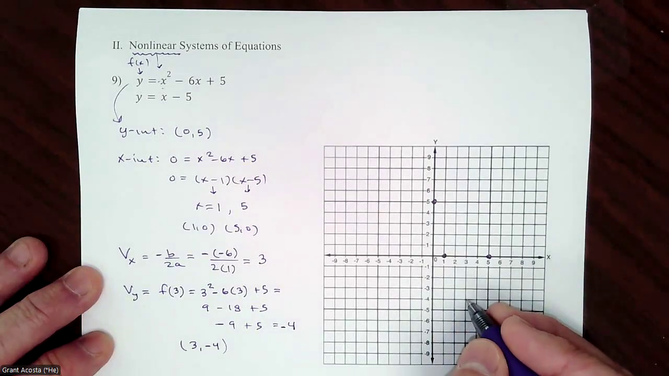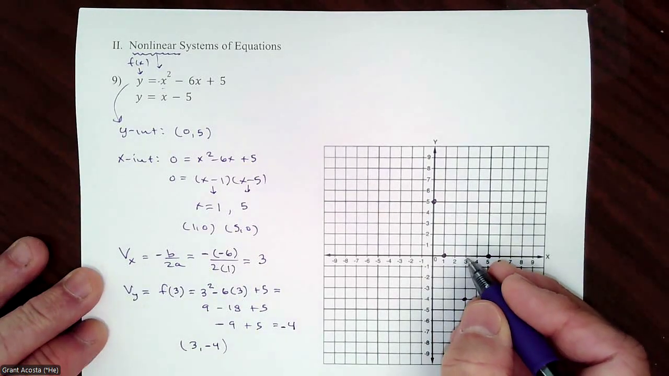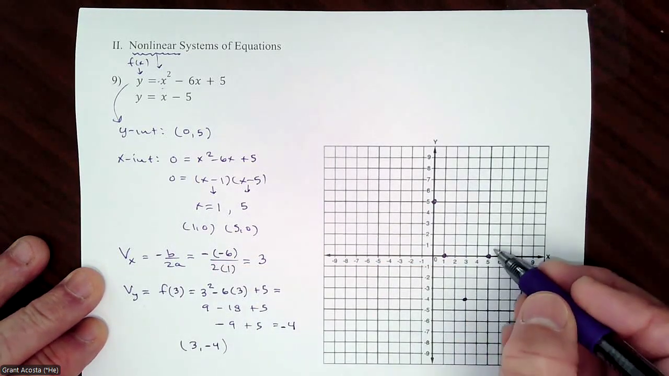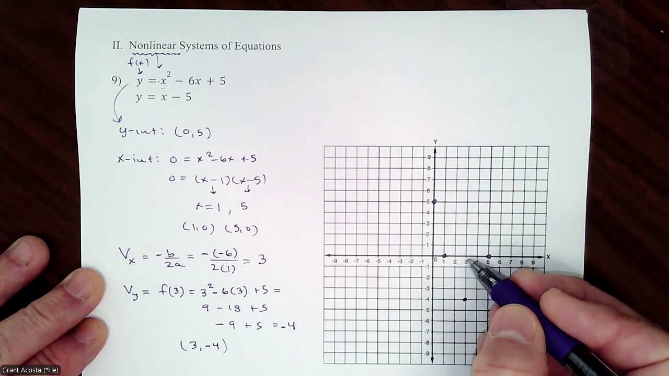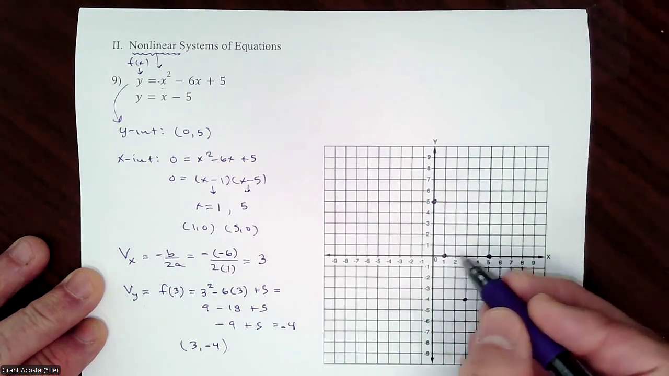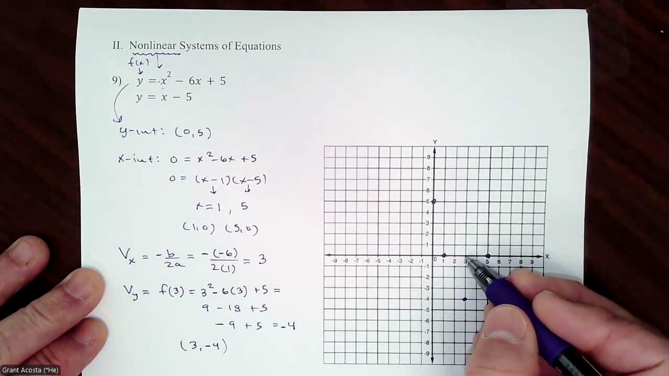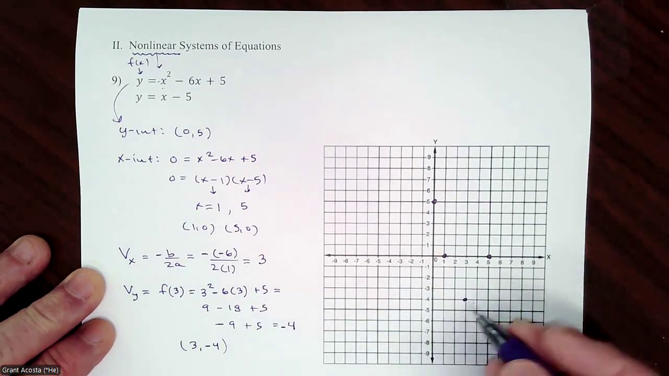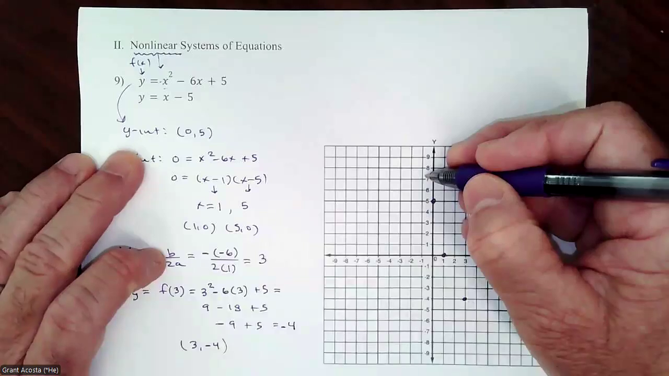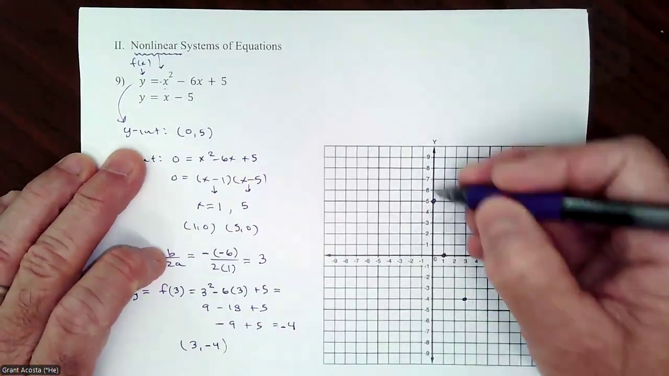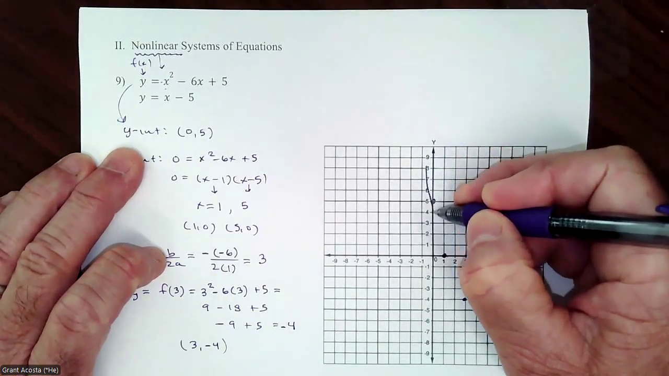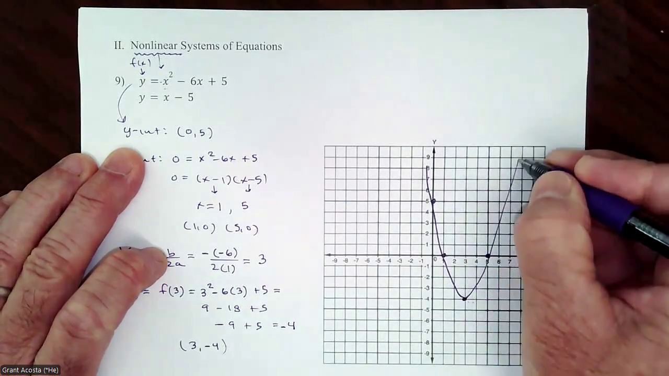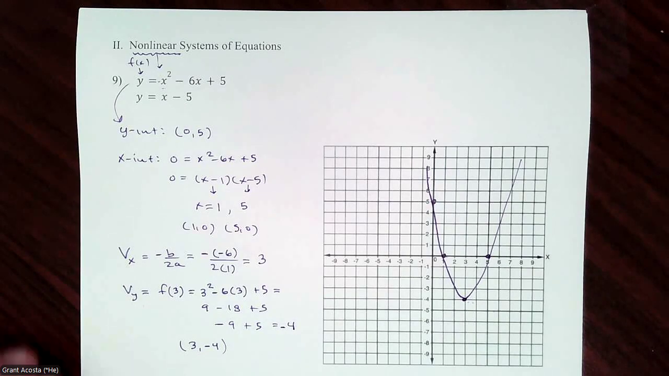(3, negative 4). Remember the whole idea for negative b over 2a is knowing that if this is a parabola that's symmetrical, the x-coordinate of the vertex needed to be right halfway in between the two x-intercepts. So you could have probably also reasoned that it had to be 3 and then just plugged in to figure out the actual y value. Try my best to graph this. Okay, so there's our parabola.